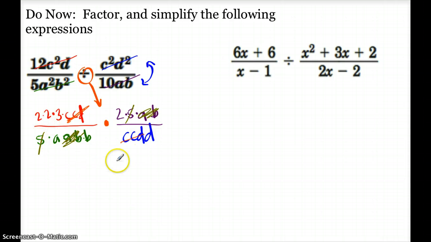It's the same on top. I don't see any more numbers in the denominator. All my letters on top are crossed out, so let's put everything else back together. 2 times 2 times 3, that's 12. Times 2 is 24. And there's no more variables on top. On the denominator, I have A times D.